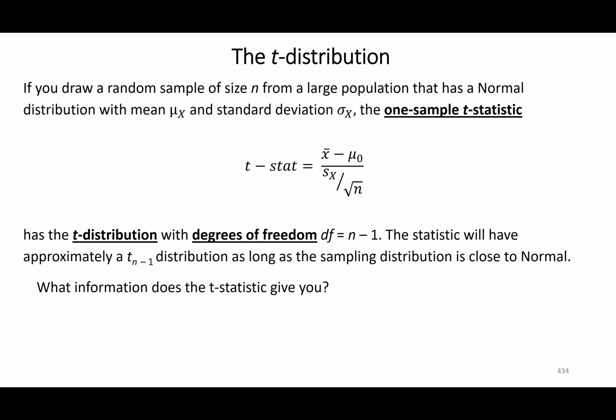So this is going to look like a very similar setup to last week. Only if we don't know sigma of x, we will use a t-stat and we'll have s instead of sigma.